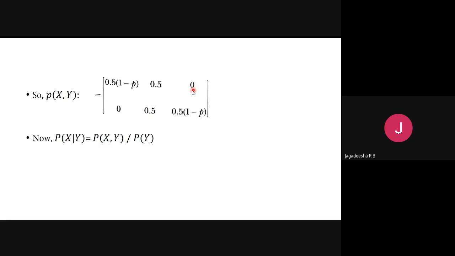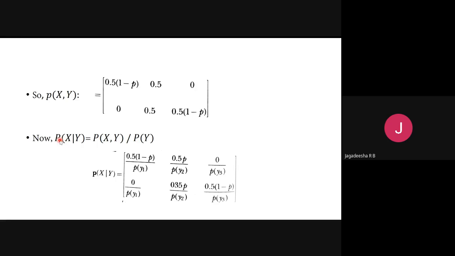Similarly, 0 divided by Y3, and this divided by Y3. That's what we do, because this is the column corresponding to Y1, this is the column corresponding to Y2, and this is the column corresponding to Y3. So we divide corresponding elements, or corresponding column items, and get the resultant matrix here.